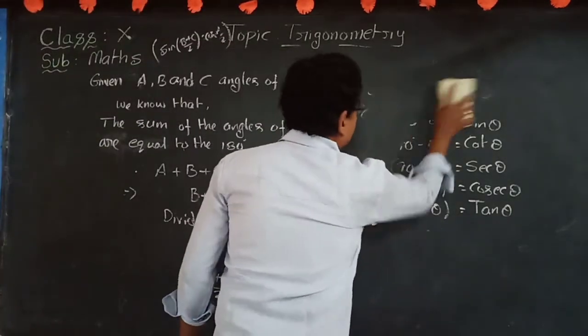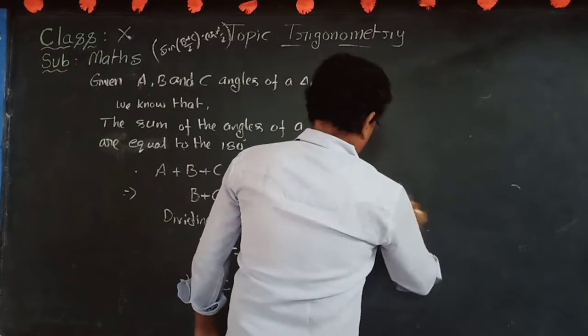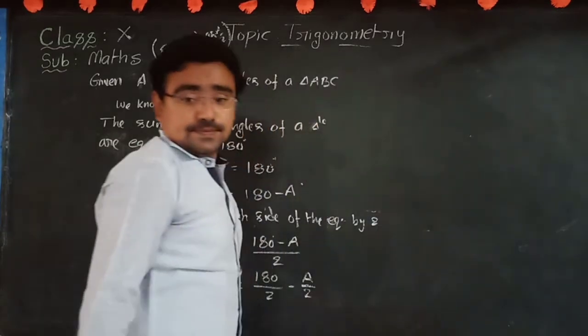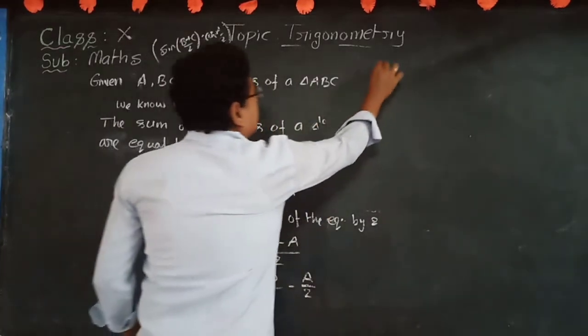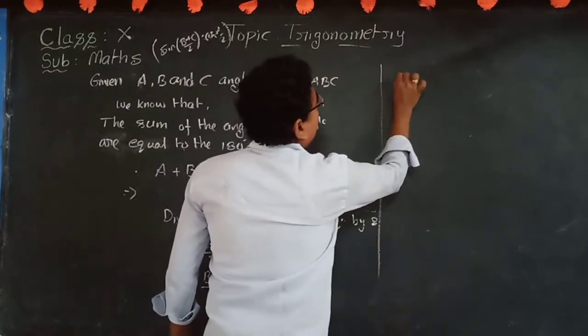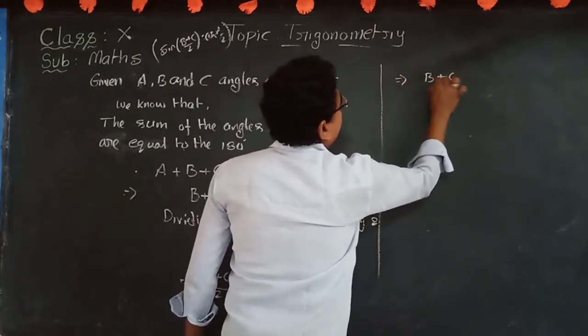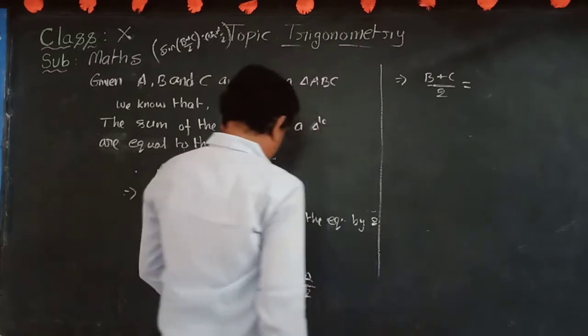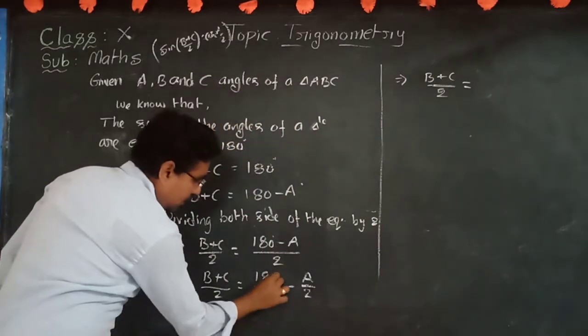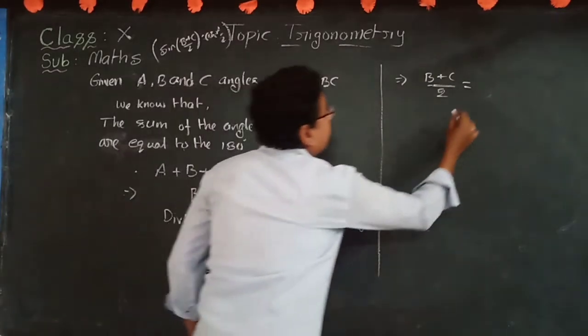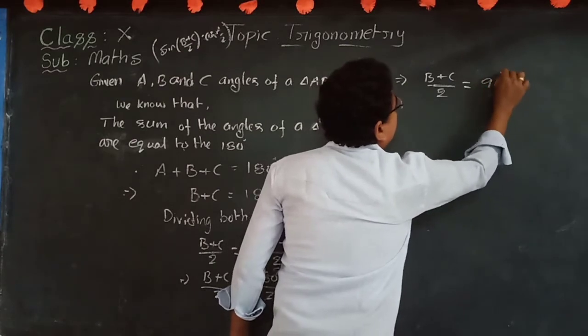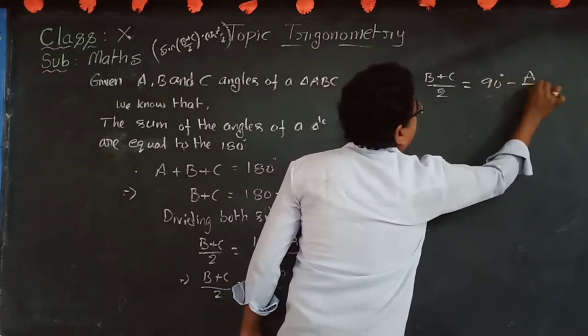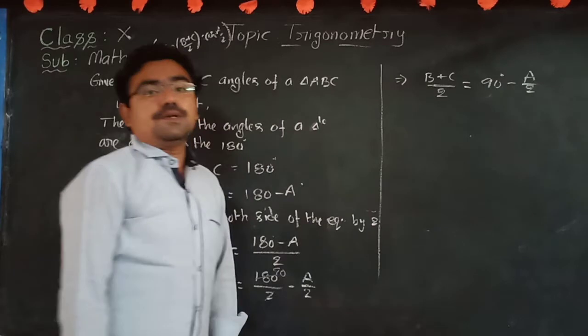This implies, what do we know? (B plus C) by 2 equals 180 by 2, how much will come? 2 ones are 2, 2 nines are 18. Means 90 degrees minus A by 2. 90 degrees minus A by 2.